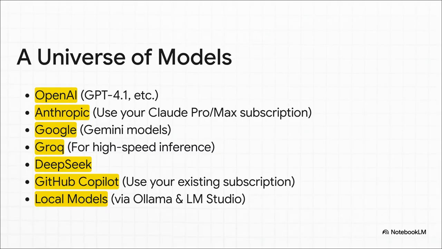And this just gives you a taste of the incredible variety. You can use your existing OpenAI keys, plug in your Claude Pro or GitHub Copilot subscriptions that you're already paying for, experiment with Google's Gemini, or use Grok if you need blazing fast speed. And here's the kicker. For anyone who values privacy and control, you can run models completely locally using tools like Ollama and LM Studio. It's your machine, your models.